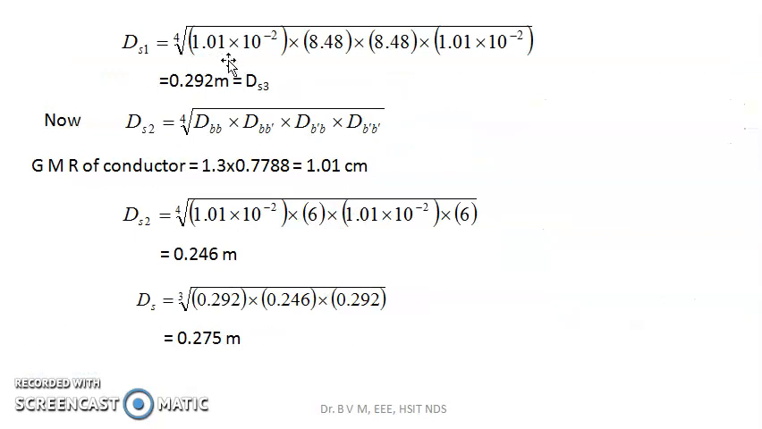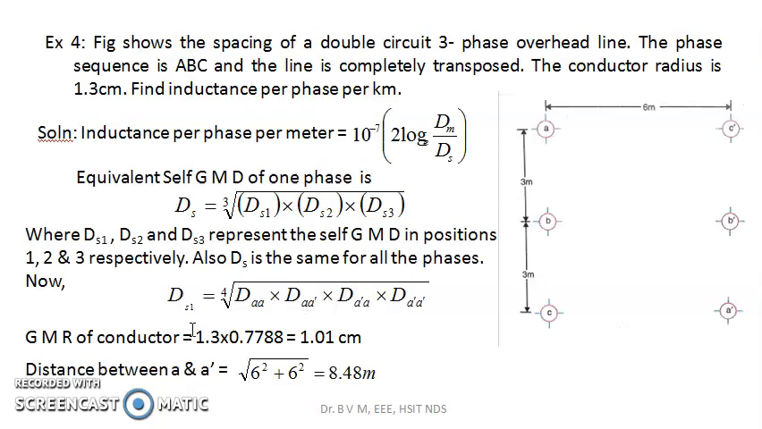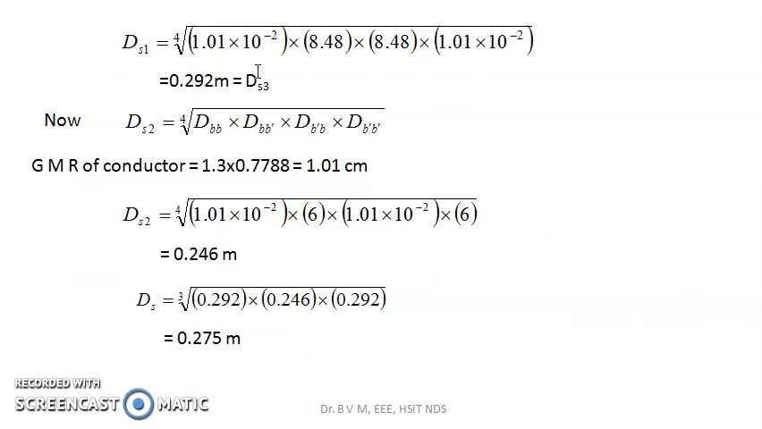So for ds1, you substitute the values. daa is 1.01 centimeter; convert this into meters, so 1.01 into 10 raised to minus 2. daa dash is 8.48 meter, and da dash a is 8.48 again, and da dash a dash is 1.01 into 10 raised to minus 2. The same thing I have written here: 1.01 into 10 raised to minus 2 into 8.48 into 8.48 into 1.01 into 10 raised to minus 2. After solving this, what we will get is 0.292 meters.